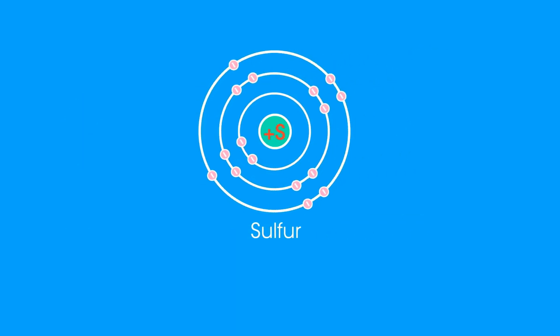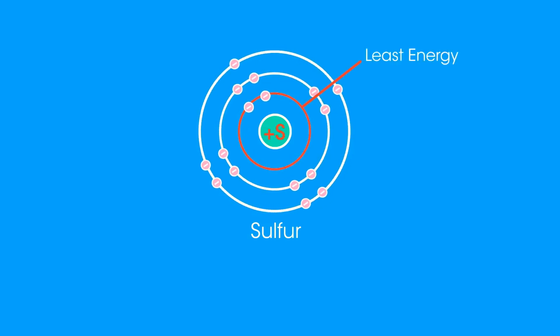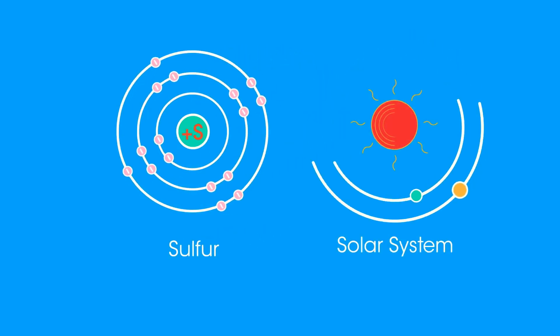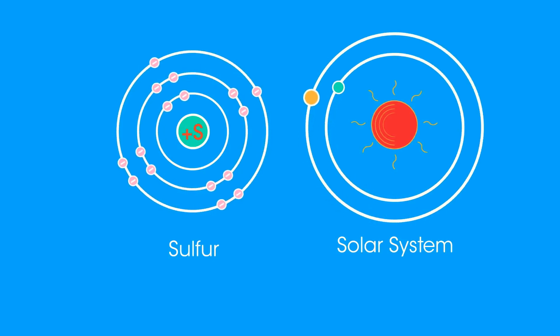Each shell is of a specific energy level, meaning an electron must possess a certain amount of energy to reside in a certain shell. Electrons in shells closest to the nucleus have the least energy, and electrons in the outermost shell have the highest energy levels. In other words, electrons orbit the nucleus similar to how planets orbit the Sun. However, electrons can only orbit at specific distances and with specific energies.